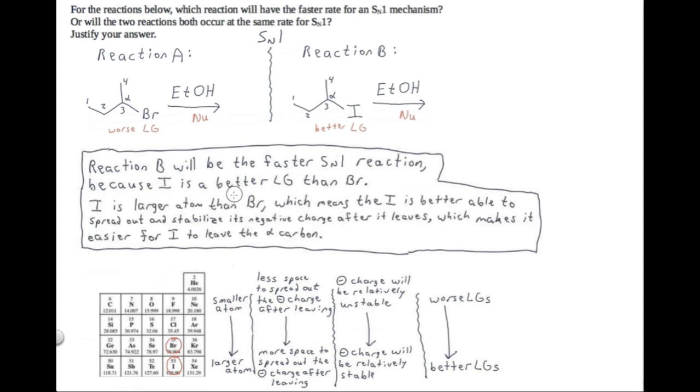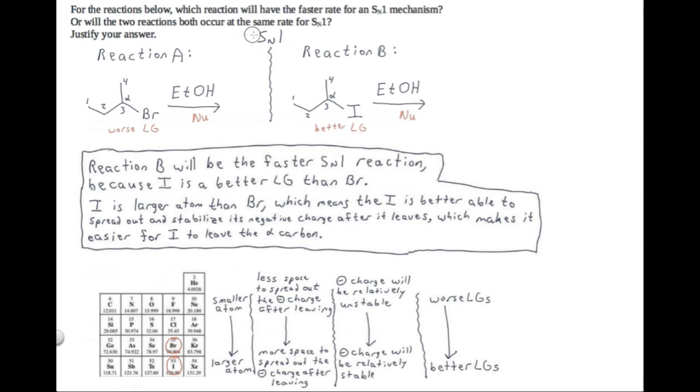So here's some further justification. Iodide is the better leaving group because iodide is a larger atom than bromine, which means the iodide is better able to spread out and stabilize its negative charge after it leaves, which makes it easier for the iodide to leave the alpha carbon in the first place. This is probably a little more justification than most professors would require, but in any case, here we've given a good justification for our answer.